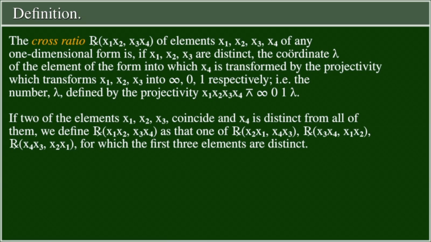If 2 of the elements x1, x2, x3 coincide, and x4 is distinct from all of them, we define R(x1, x2, x3, x4) as that one of R(x2, x1, x4, x3), R(x3, x4, x1, x2), R(x4, x3, x2, x1) for which the first three elements are distinct.